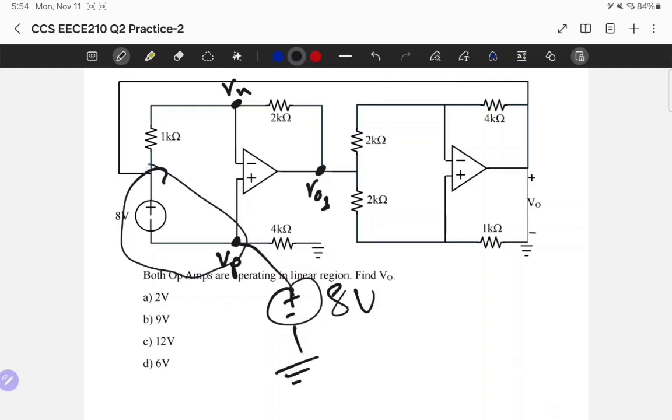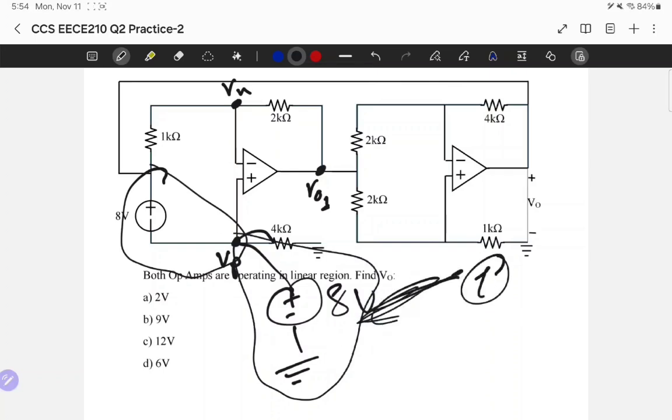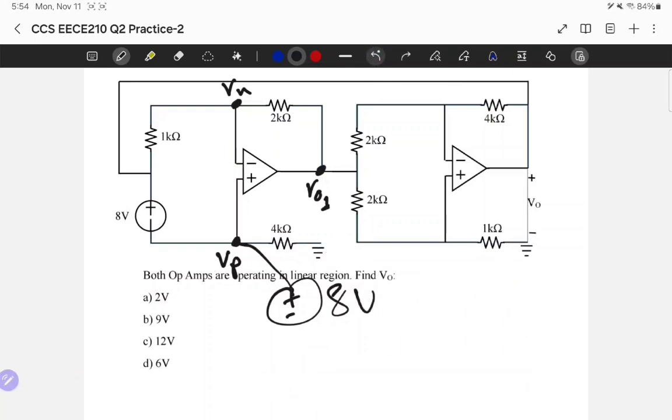Like this configuration in here and this configuration, these are not equal. If it was the first one, if it was this, I'm okay. VP is equal to 8 indeed, but this is not the configuration I have. VP is connected to some other node in here, and before that it passes through the 8 volt. So my job is to find this.